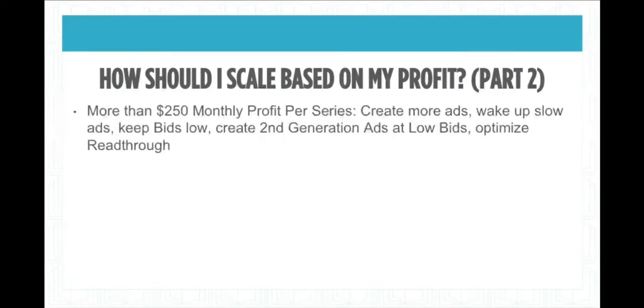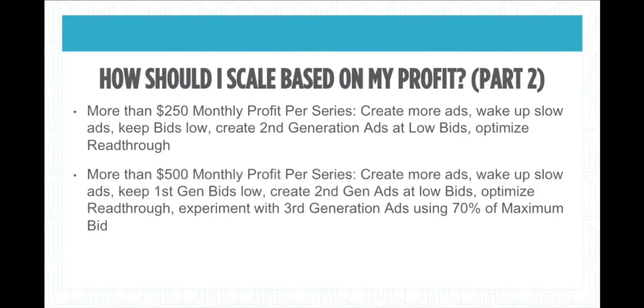If you make more than $250 monthly profit per series, you're going to do all the same things: more ads, wake up the slow ads, keep bids low, create second generation ads at low bids, but you're also going to optimize read through. If you don't know what read through is, don't worry, we're going to talk about it. And if you make more than $500 monthly profit per series, you can do all of the above, plus you're going to experiment with third generation ads using 70% of maximum bid.